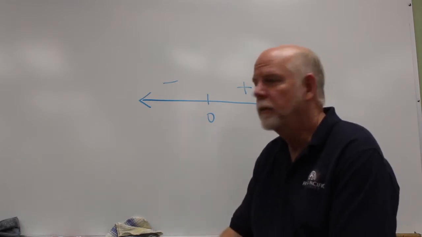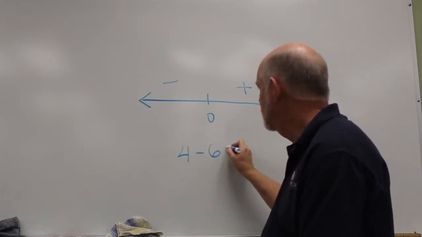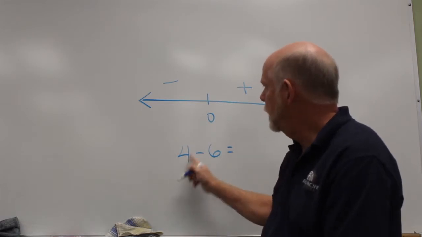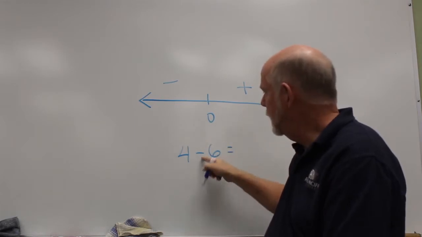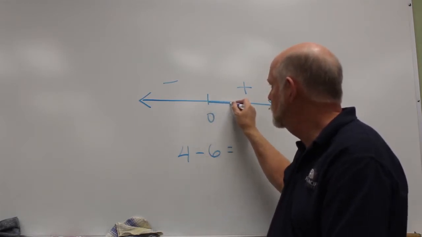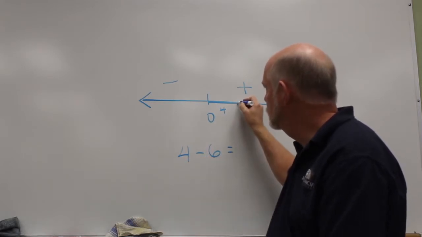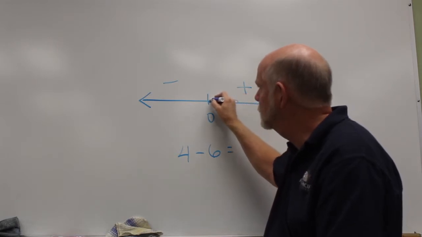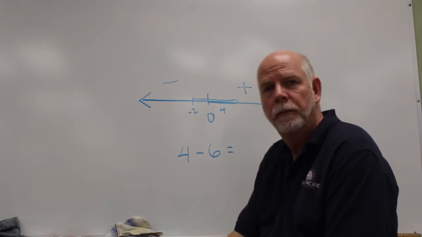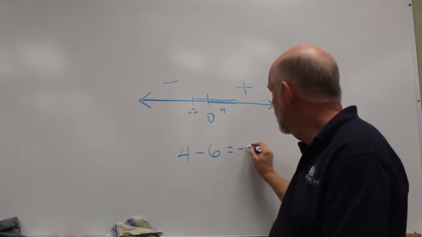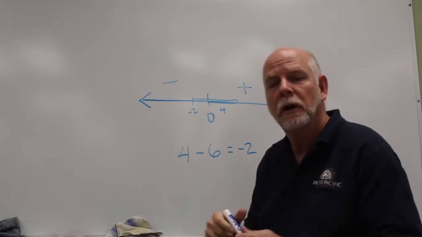And so when we think about doing things like 4 minus 6, for example, well, this is a positive 4, and so we're going to go in the positive direction 4 units. And then this is a minus 6, and so we're going to turn around and go the other direction for 6 units. And we're going to get back to negative 2. And so the answer to 4 minus 6 is negative 2. Okay? So you can think about that negative as being a direction on the number line.